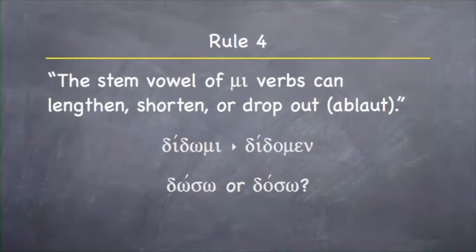Okay, very good. Rule number 4 is that the stem vowel of mi verbs can lengthen, shorten, or drop out. It's just another example of ablaut. For example, in the first person singular, you have didomi with an omega, and then you go into the plural, it's didomen with an omicron. Now, you need to check with your teacher on this point, because I've never required my students to memorize when the vowel is going to be long or short.